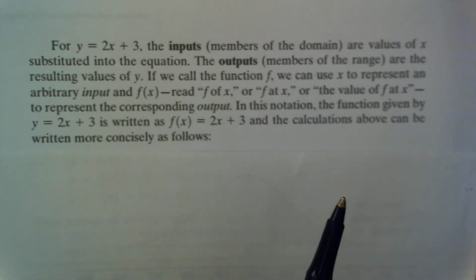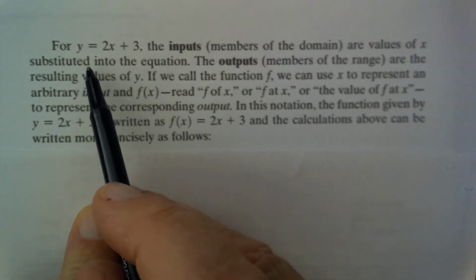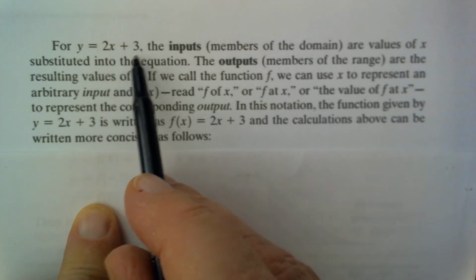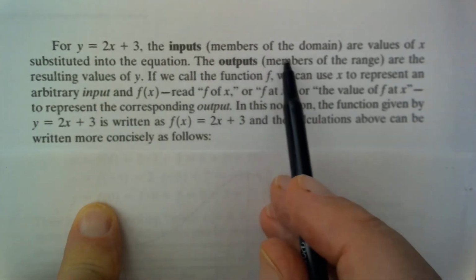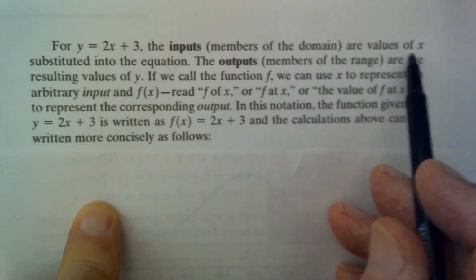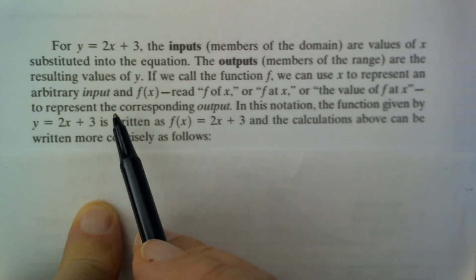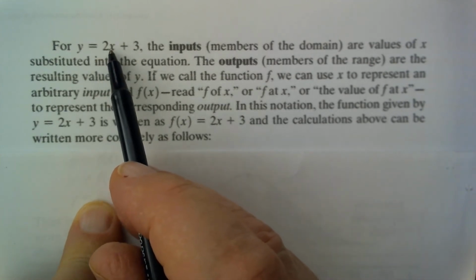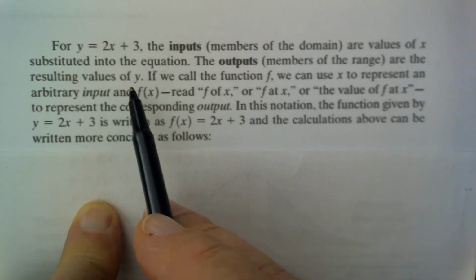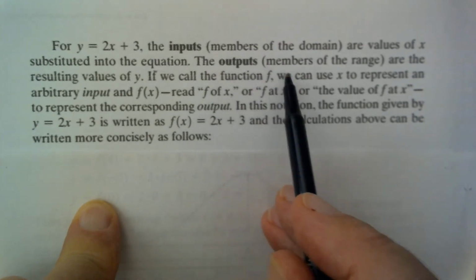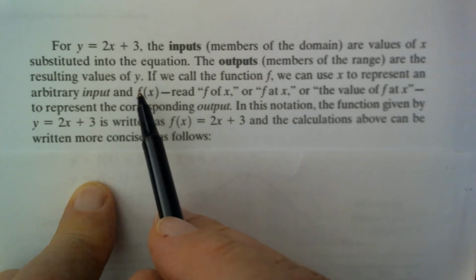Let's talk about function and function notation. This is really, really critical, what comes next. For example, y equals 2x plus 3. For this relation, the input, the members of the domain, are values of x substituted into the equation. So we've done that many times when we wanted to graph an equation. We selected some values for x, computed the corresponding y, and so we had an ordered pair and we graphed the equation. The outputs, members of the range, are the resulting values of y.